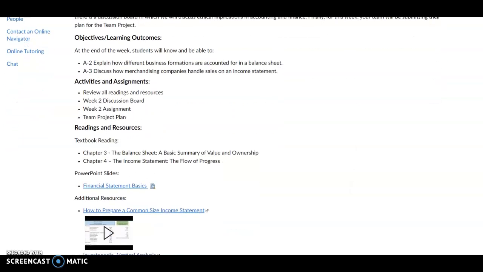For Week 2, the objectives or learning outcomes. At the end of the week, students will know and be able to first explain how different business formations are accounted for in a balance sheet, and then be able to discuss how merchandising companies handle sales on an income statement. Be sure to review all readings and resources provided in this module.